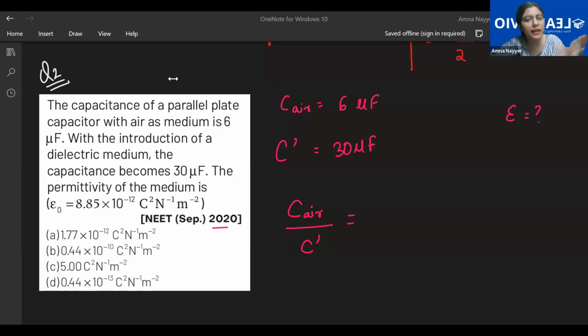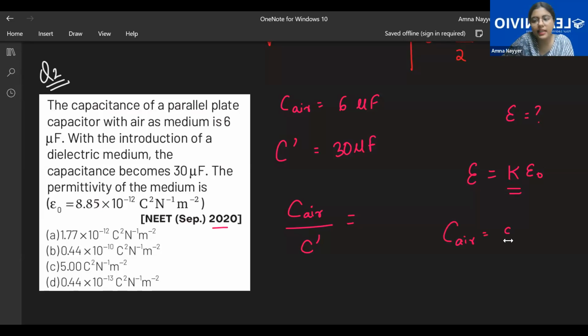C is epsilon naught A by D. C dash should be epsilon of the medium, epsilon dash A by D. No, you're forgetting something, Ibrahim. See, that epsilon of the medium is written as K times epsilon naught. How can epsilon come? This epsilon is the question, right? That's what we don't know, that's what we have to find out. If I get this K and multiply it with epsilon naught, that's what we've been putting.